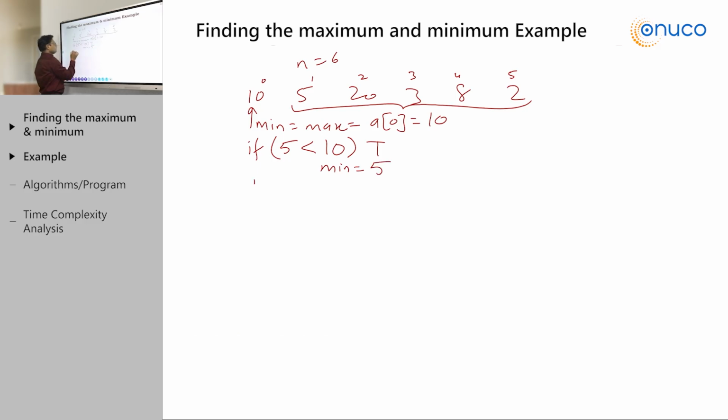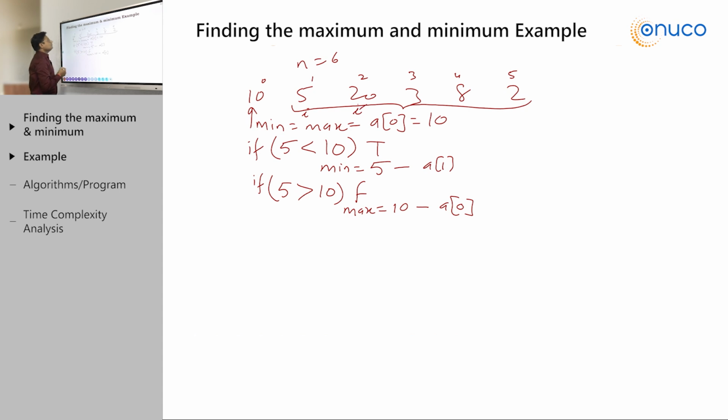Similarly, we are going to compare the next element: is 5 greater than 10? False. So in this case, max will remain the same. Max remains 10 only, right? That is A of 0 only. Here A of 1 is the minimum, and this is A of 0. Now I will increase.